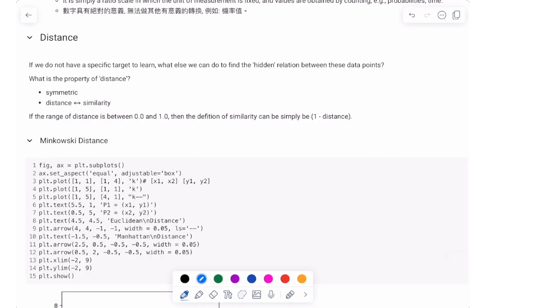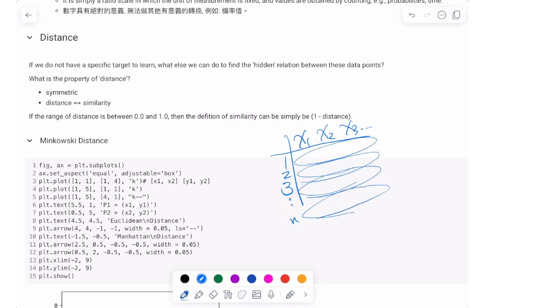Okay, so because we don't have target y in our data set, now we have to think about how to compare different data points in the data set. The most straightforward way is to plot all these data points in the multi-dimensional space. That is point 1, that is point 2, that's point n.